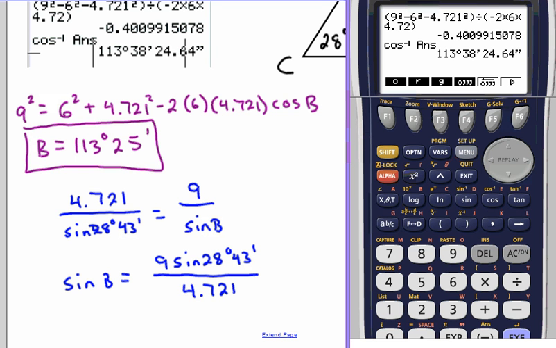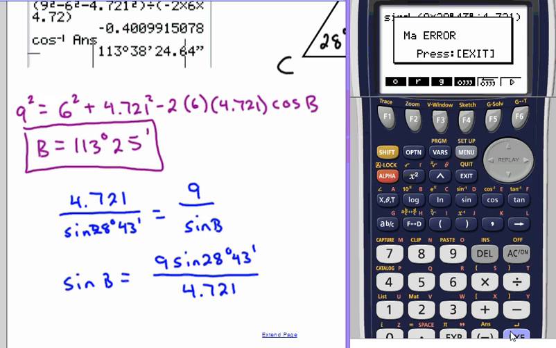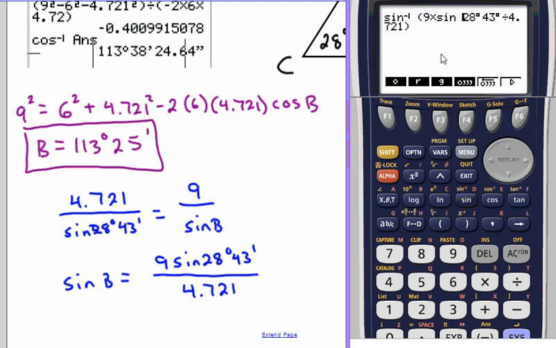So on our calculator, since that's what the sine of B equals, we would do inverse sine, because we're trying to find the angle. And we do 9 times the sine of 28 degrees, 43 minutes, and we would divide that by 4.721. Oh, look at that, you guys. That's really bad. I'm pretty sure I hit sine. Maybe the calculator's trying to sabotage me, but 9 sine of 28 degrees, 43 minutes divided by 4.721. Okay, there, you guys look at that. We get a different angle B.